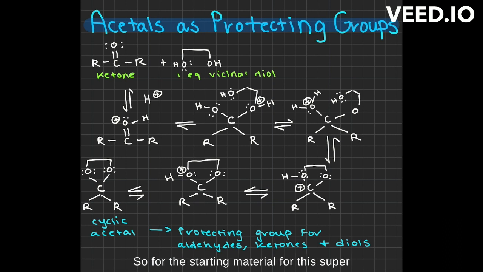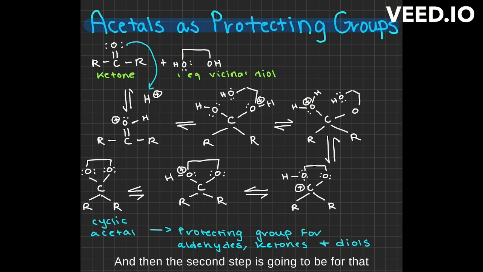So for the starting material for this super simple problem, I'm using a ketone, one equivalent of a vicinal diol, and an acid catalyst. And the first step is going to be to protonate the carbonyl oxygen. And this is going to give it a positive charge.